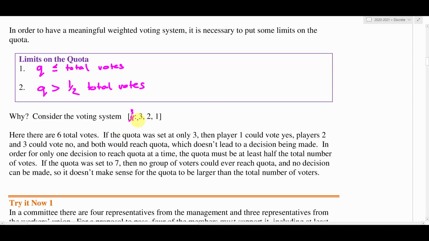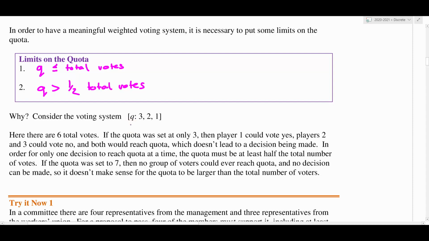And look at what happens. Player 1 has enough votes by himself to pass a measure, but so does player 2 and player 3. So player 1 could vote yes, and player 2 and 3 could vote no, and we would both reach quota, which doesn't lead to any decisions being made. So we can't let the quota be too small. It needs to be greater than half of the total votes. It can't actually be half; it has to be greater than half. So we would need the quota to be at least 4 in this situation.